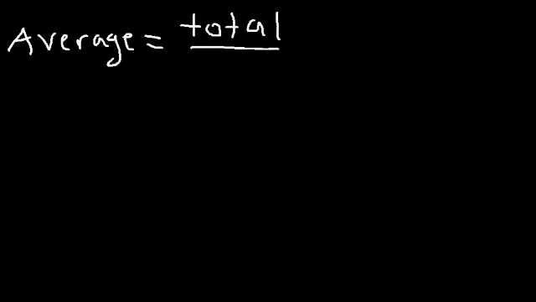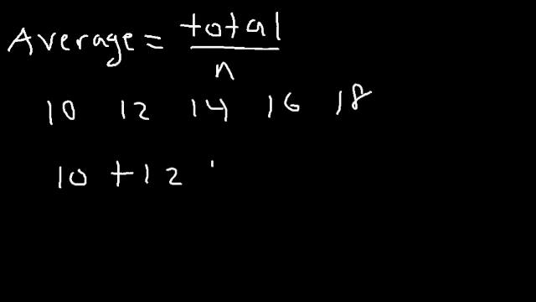The first thing is averages. The average of a number is the total value of a number divided by the number of values. So let's say you want to find the average between 10, 12, 14, 16, and 18. You will add these numbers up and then simply divide by 5.